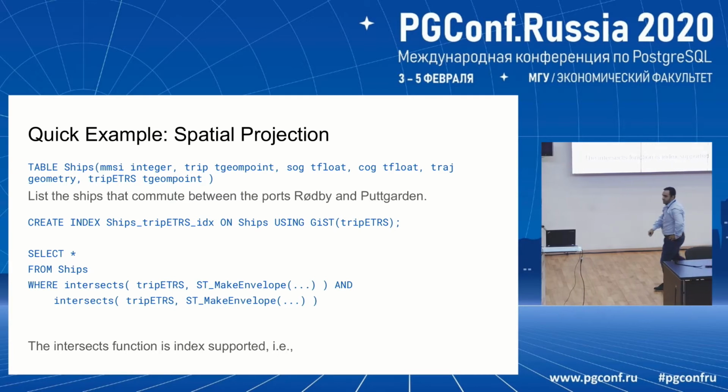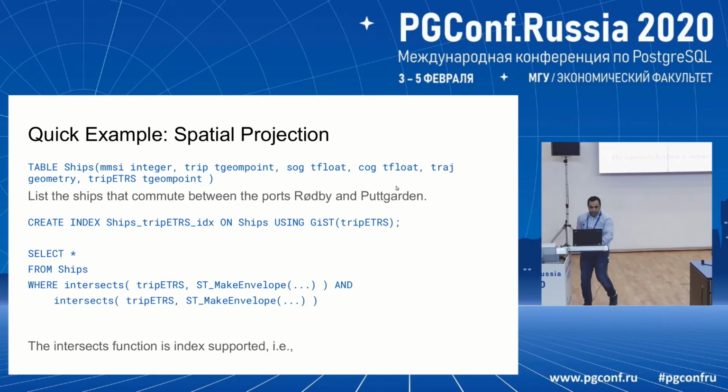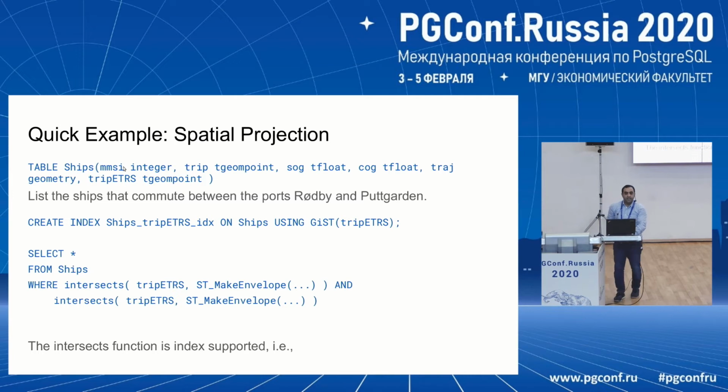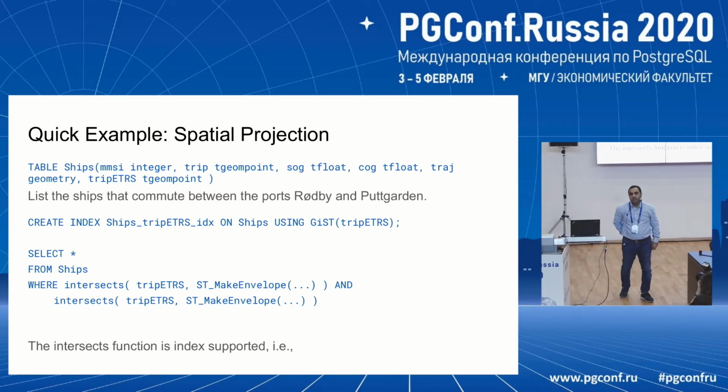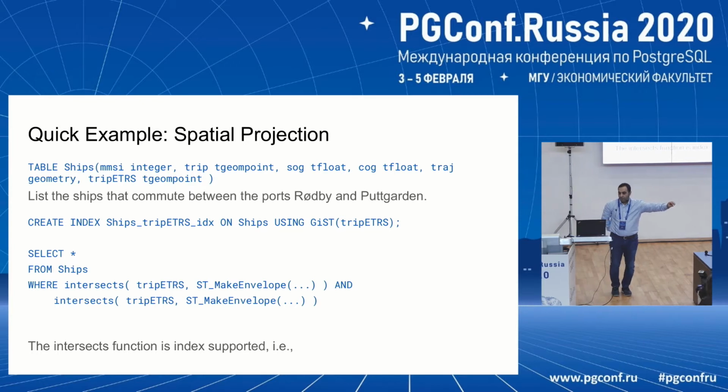Let's start with this example. We have this table ships, which has an identifier, an attribute trip, a temporal point, a temporal geometry point, and then an attribute speed over ground. This is also reported by the ship tracking. It measures the speed basically of the ship, and because it changes, it is loaded into temporal float. So this is an input data. Also course over ground, this is the direction of the ship.